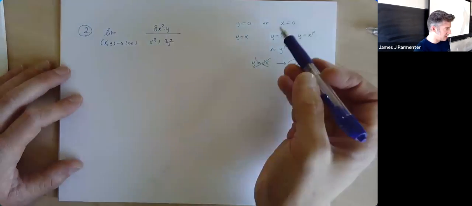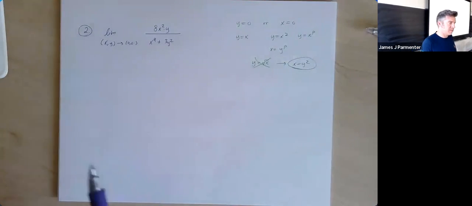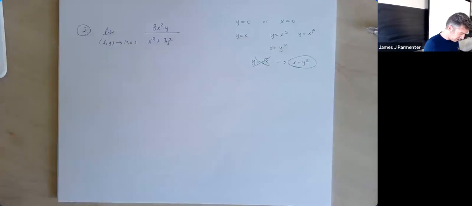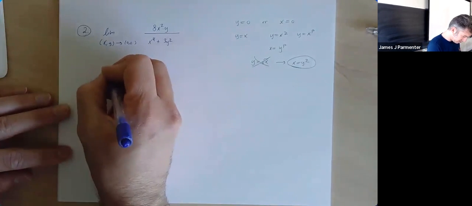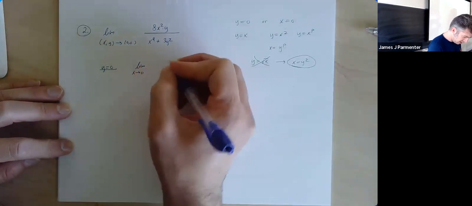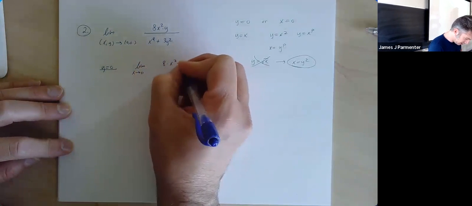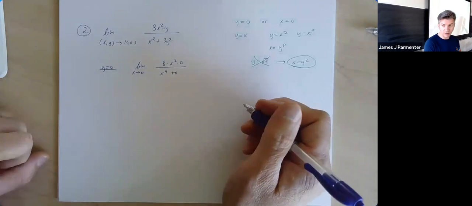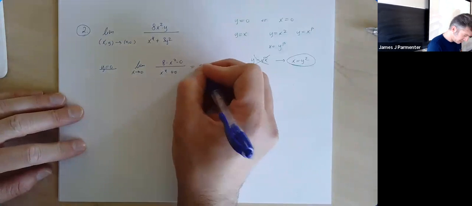So these are the usual typical paths, usually powers of x and y, or linear functions of x and y. There are other options, but these are the usual choices people make. So again, I'm going to go with y equals 0 because that's easy. The limit as x approaches 0 of 8 times x squared times 0 over x to the 4th plus 0. Yeah, that's going to be 0. Top is 0, the bottom isn't. That's 0.